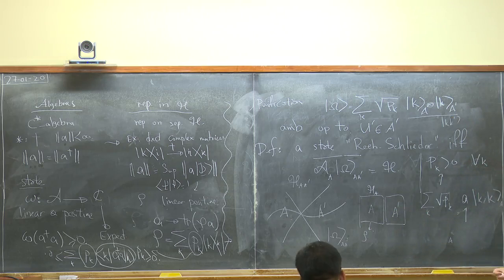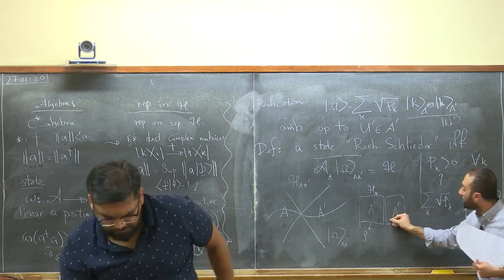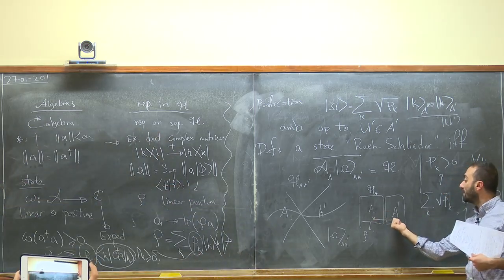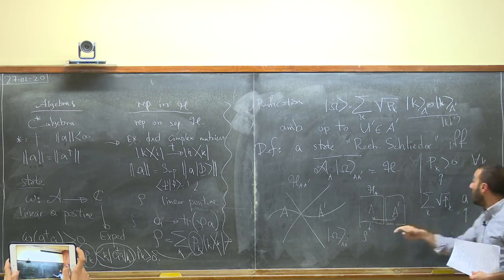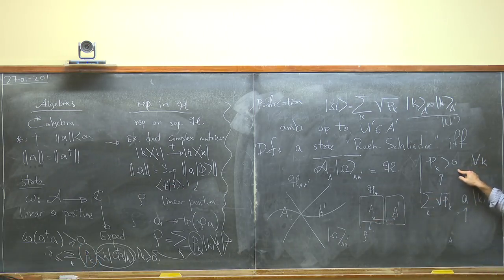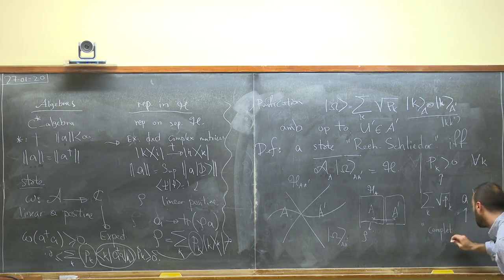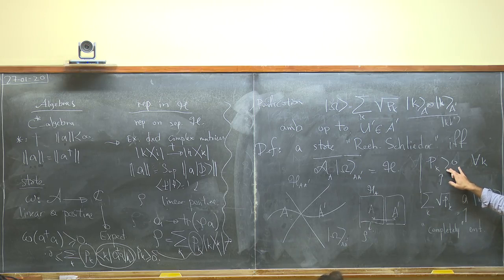I'm discussing this case for now, right? So if your state is entangled, then you can excite this mode by acting on this. Now, when pk is positive for all k, it means that every mode is entangled. It means it's completely entangled. This is not the same thing as maximally entangled. This just requires the pk's to be non-negative, or the density matrix to be invertible.